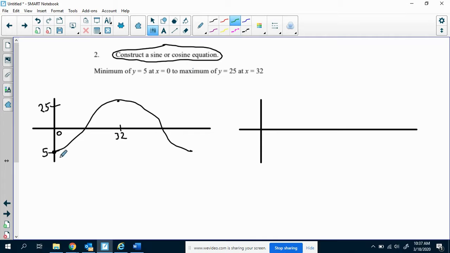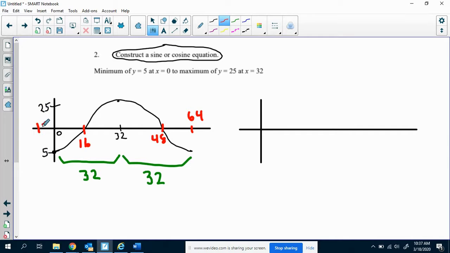Now, if I notice that that length is 32, then I know in a sine or cosine graph, this is also going to be 32. So that means that that is 64, which would mean this is 16 and this is 48. Also, I know that if the minimum is 5 and the maximum is 25, that means that my midline is at 15.